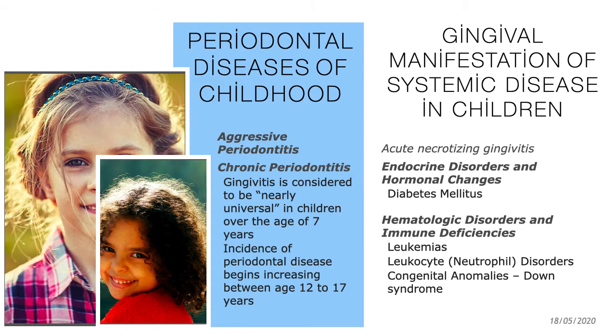Another disease is aggressive periodontitis. Again, it is seen more commonly after the age of 12, not before. Other than gingivitis and periodontitis, you can see some gingival manifestations due to systemic disease in children, for example endocrine disorders. A patient with diabetes can show some gingival manifestations. If the patient has diabetes, leukemia or other leukocyte disorders, or congenital anomalies, there may be manifestations in the gingiva for these systemic diseases.